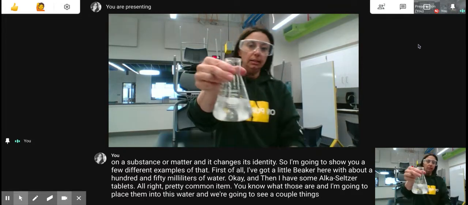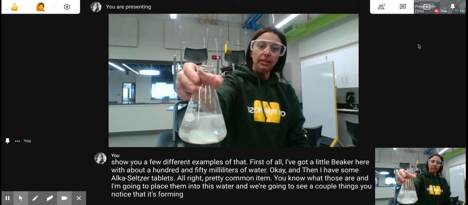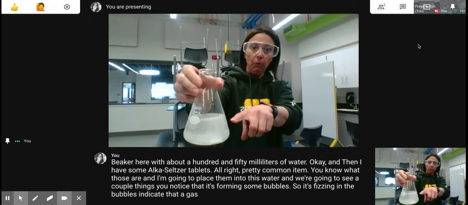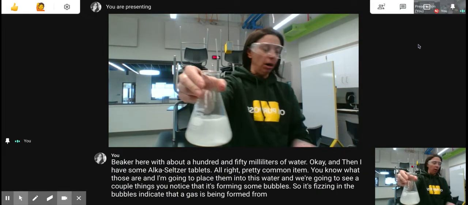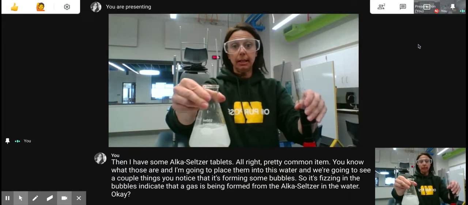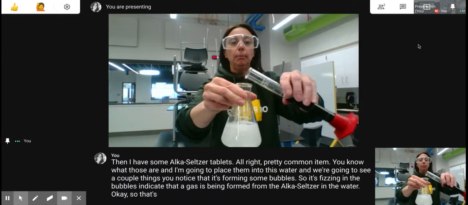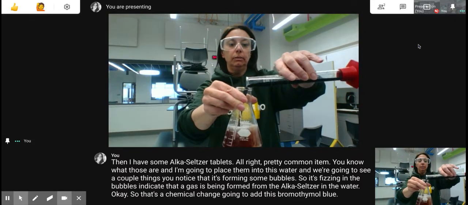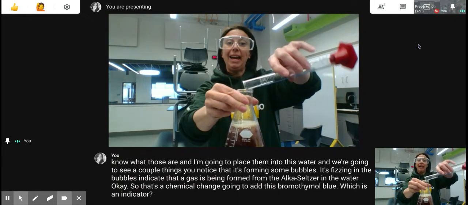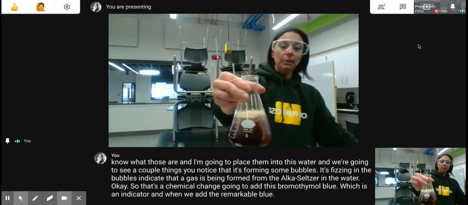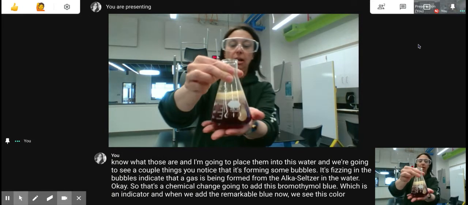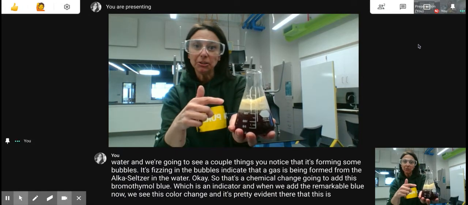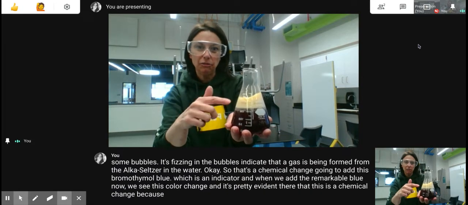You notice that it's forming some bubbles, so it's fizzing, and the bubbles indicate that a gas is being formed from the Alka-Seltzer in the water. Okay, so that's a chemical change. I'm going to add this bromothymol blue, which is an indicator. And when we add the bromothymol blue, now we see this color change. And it's pretty evident there that this is a chemical change because of the change of color.